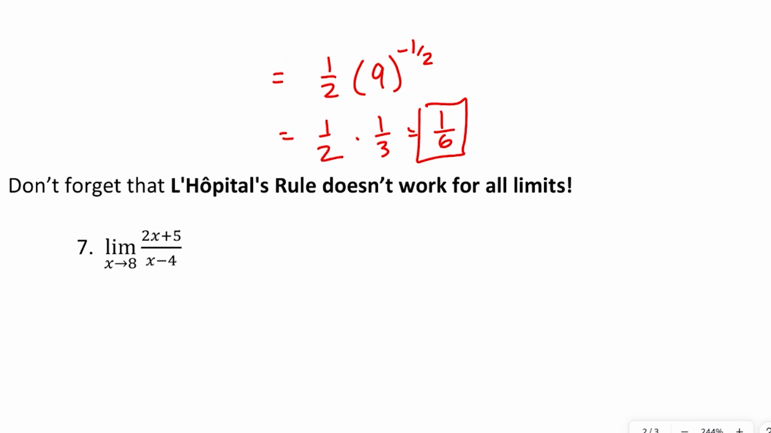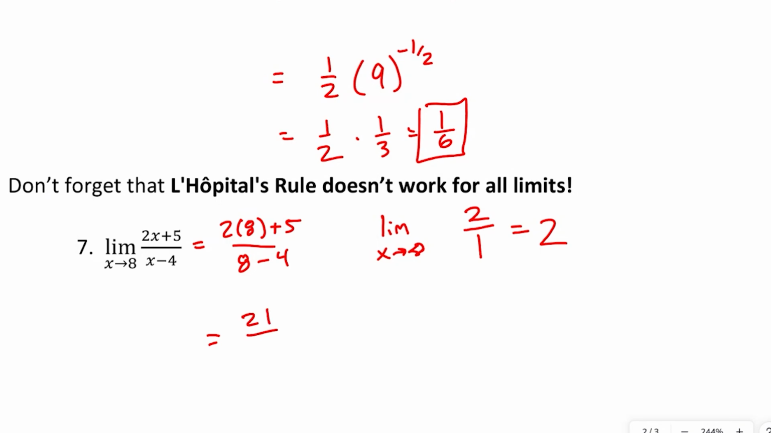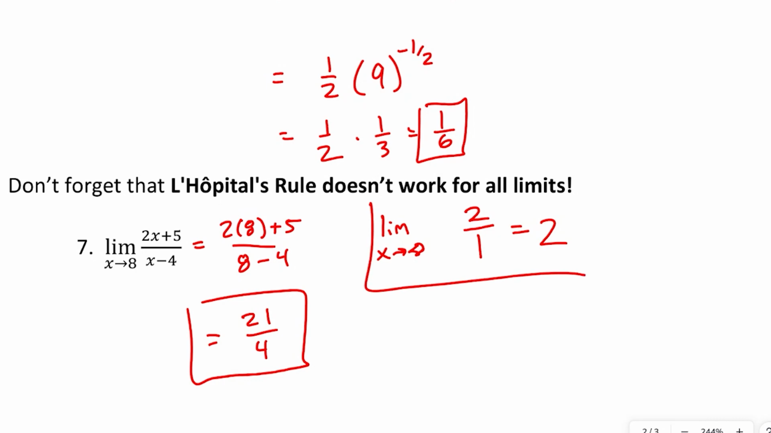Like for number 7, if I try to use L'Hopital's rule here, this is going to be wrong, but if I tried to use it, I'm going to get that this equals the limit as x approaches 8 of 2 over 1, which would be 2, right? But that's not actually the right answer. The right answer is going to be what we get when we substitute 8 in. So if I just do direct substitution here and get 2 times 8 plus 5 over 8 minus 4, I get 16 plus 5 is 21, and 8 minus 4 is 4. So L'Hopital's rule only works if the limit has an indeterminate form. Okay, so yeah, this doesn't work.